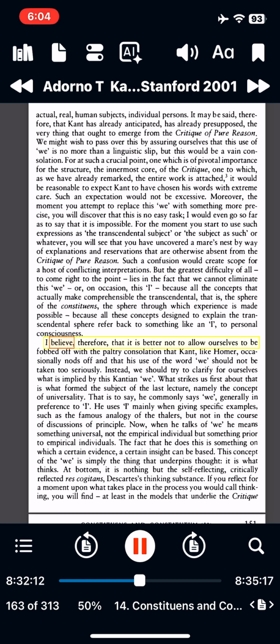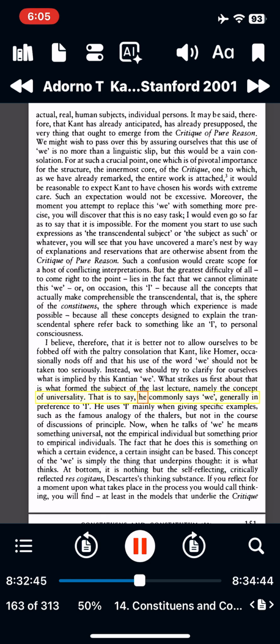I believe, therefore, that it is better not to allow ourselves to be fobbed off with the paltry consolation that Kant, like Homer, occasionally nods off and that his use of the word "we" should not be taken too seriously. Instead, we should try to clarify for ourselves what is implied by this Kantian "we." What strikes us first about that is what formed the subject of the last lecture, namely the concept of universality.